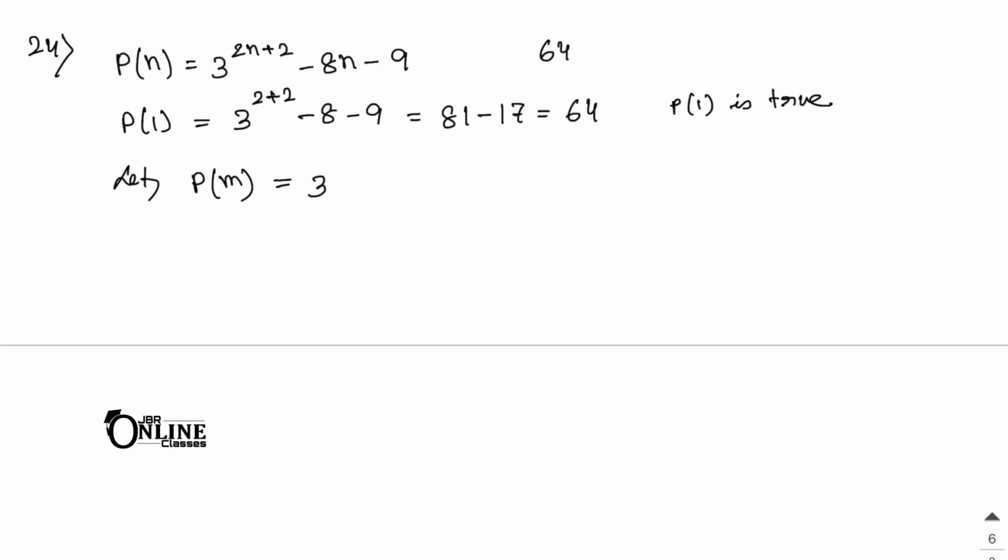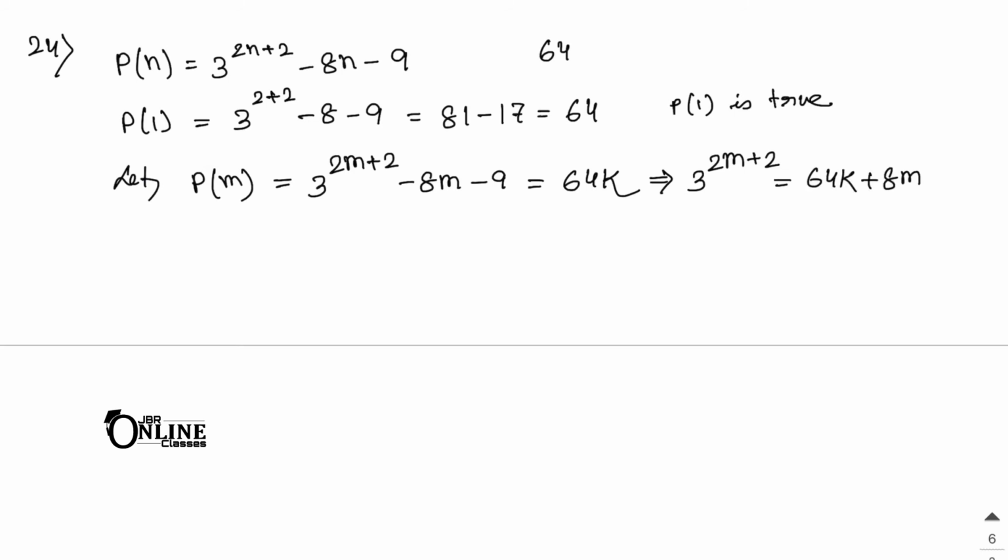So that equals 3^(2m+2) - 8m - 9. It's a multiple of 64. So if this is a multiple of 64, we can write it as 64k. From that we can easily write 3^(2m+2) equals 64k plus 8m plus 9, and that is equation number 1.